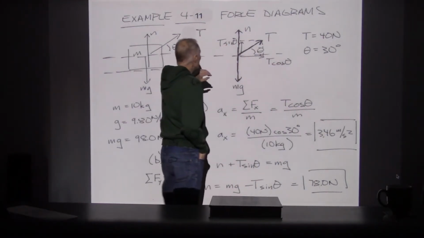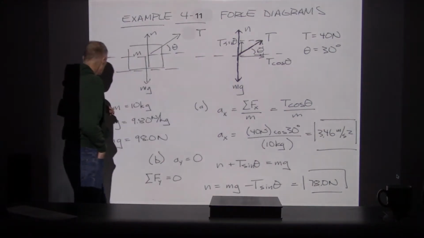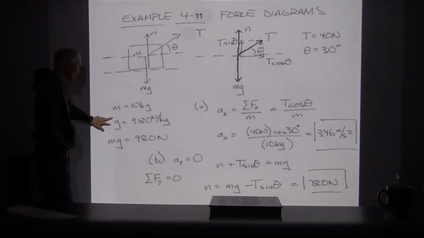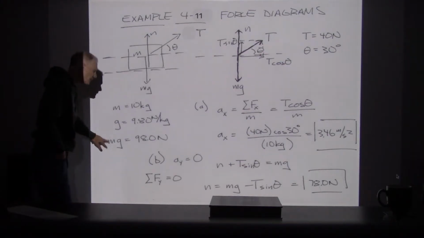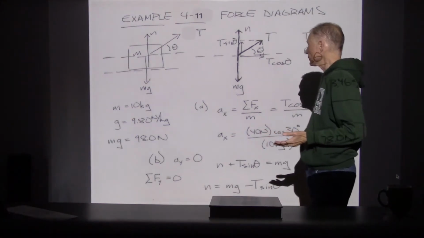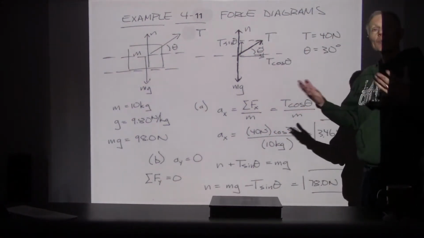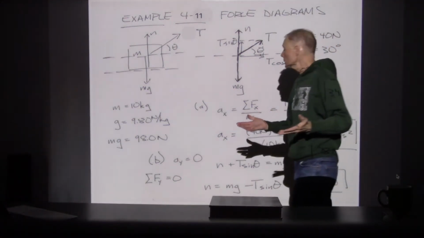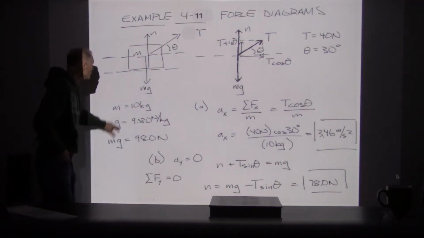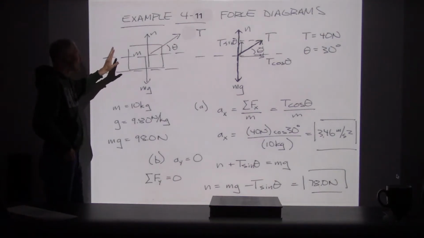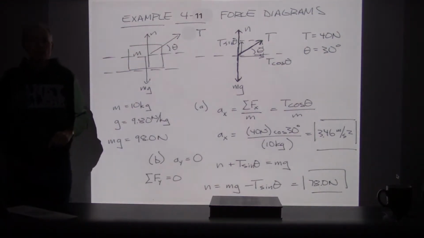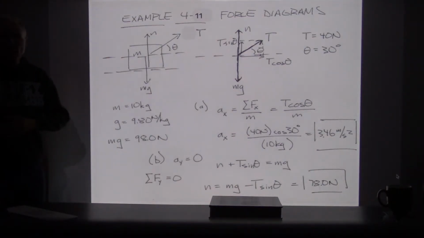The tension is 40 newtons, the angle is 30 degrees. Now I want to find out what these other forces are. So m is equal to 10 kilograms, and once we know the mass and the gravitational field, we can calculate the gravitational force. So the gravitational force will be given by mg, and the gravitational force works out to be 98 newtons. So I've got 98 newtons of gravitational force. Does that mean the normal force is also 98? And in this example, it's not.